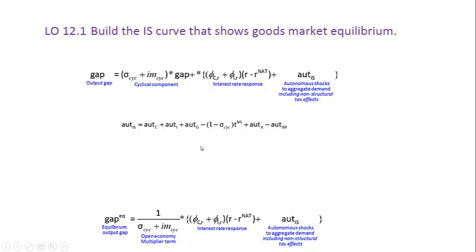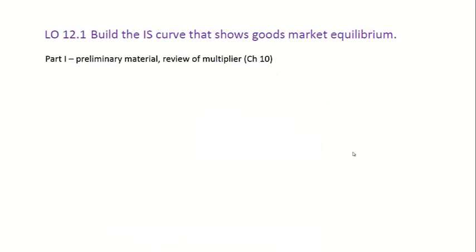And then what we do here is we solve out once again for the equilibrium output gap. You'll notice here that we have a multiplier term. This is the same as in Chapter 12. And you'll notice that we're multiplying both by our interest rate response and by our autonomous shock to aggregate demand, inclusive of tax effects. So these are our new elements. So we've just wrapped up the first part, our preliminary material, and we've reviewed the multiplier. So now, if you move on to the next video, you'll see a spreadsheet-based explanation of how we get the IS curve.